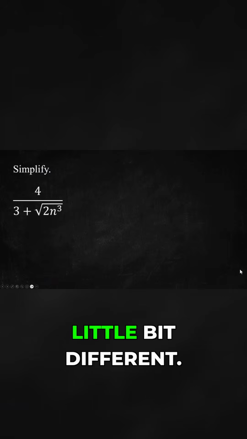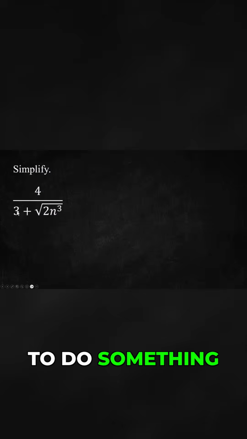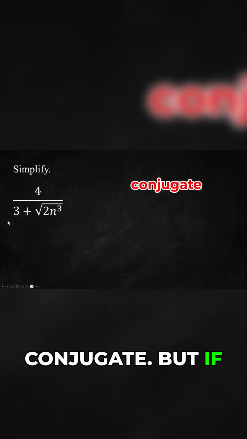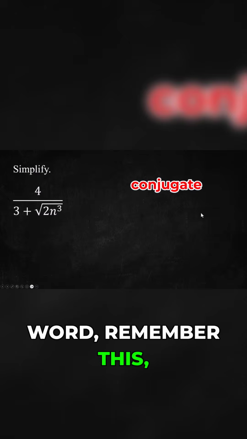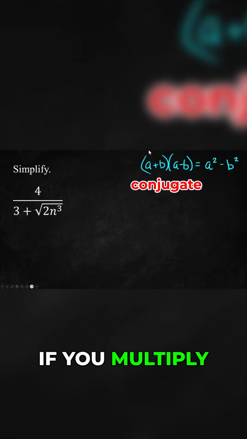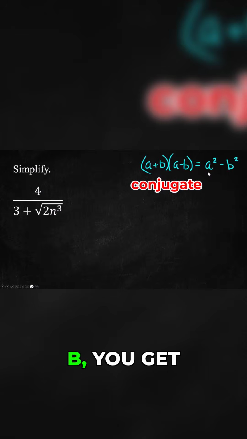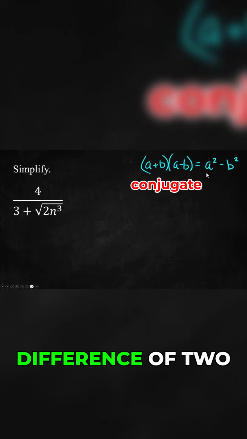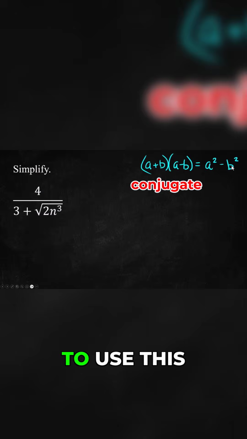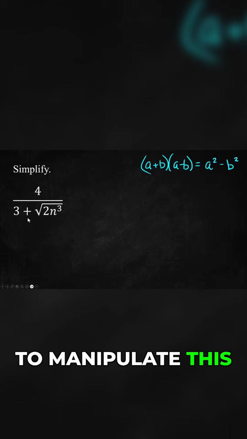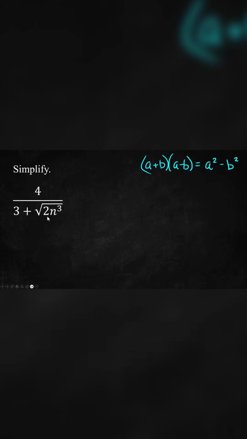Simplify this. Now this is a little bit different, and you have to do something here called the conjugate. But if you forget the word, remember this from Algebra 1: if you multiply (a + b)(a - b), you get a² - b², the difference of two squares. We're going to use this to manipulate this denominator to lose that radical.